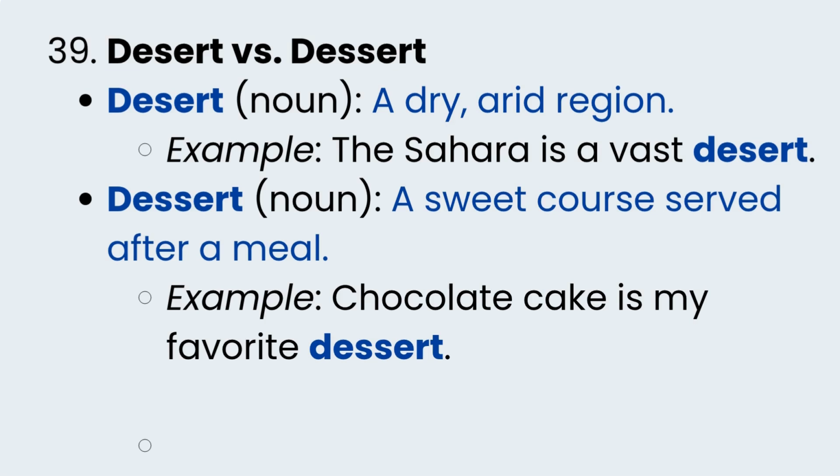39. Desert versus dessert. Desert, noun, a dry arid region. Example: the Sahara is a vast desert. Dessert, noun, a sweet course served after a meal. Example: chocolate cake is my favorite dessert.